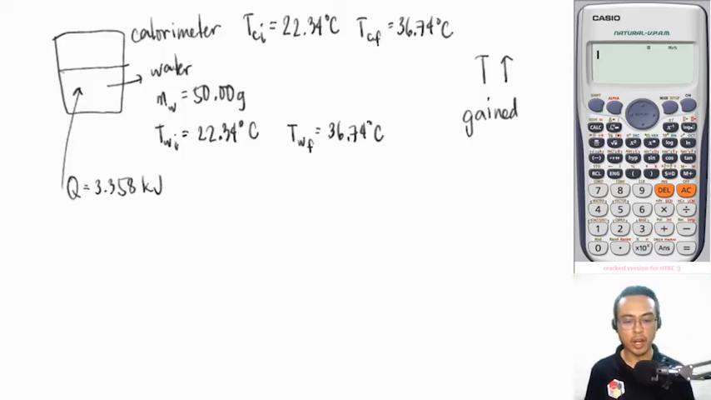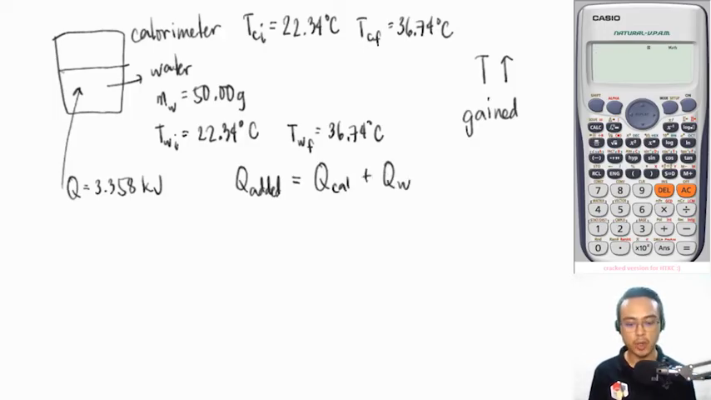Okay? Next, we write our energy balance. Our energy balance in this case would be Q that is added, or the amount of energy that is added, should be equal to the amount of energy that is being absorbed by the calorimeter and the water. And that is Q cal plus Q water. This should make sense because the amount of heat being absorbed is equal to the amount of heat that we are adding into the system. Okay? And in this case, our Q added is the 3.358 kilojoules of energy. We just have to convert this to joules.